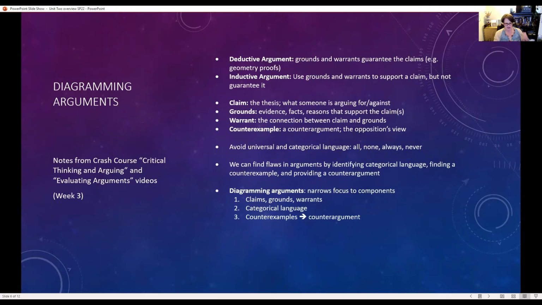And she says, you think of geometry proofs. And if anybody has taken geometry in high school, you know that you have to go through these proofs that say one thing, and then you have to go through logical steps and grounds and warrants to prove that geometrical proof. And it's always going to guarantee that claim. Conversely, we have the inductive argument, which also uses grounds and warrants to support a claim, but those grounds and warrants don't always guarantee the claim.